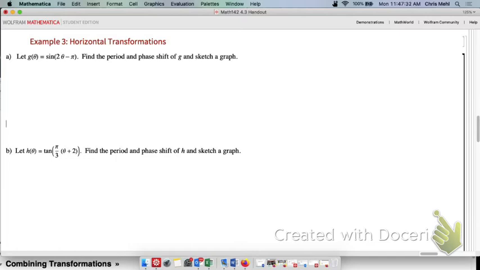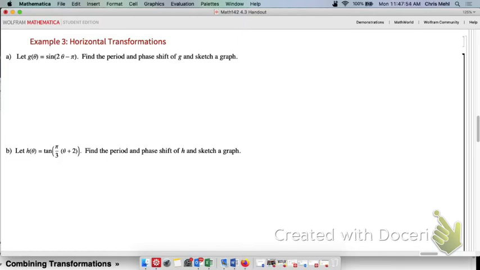So the horizontal scaling is going to alter the period, and the shift is going to give us the phase shift, and that's just going to tell us where the cycle of the resulting graph is going to begin. Okay, so for the first one, g of theta is sine of 2 theta minus pi.